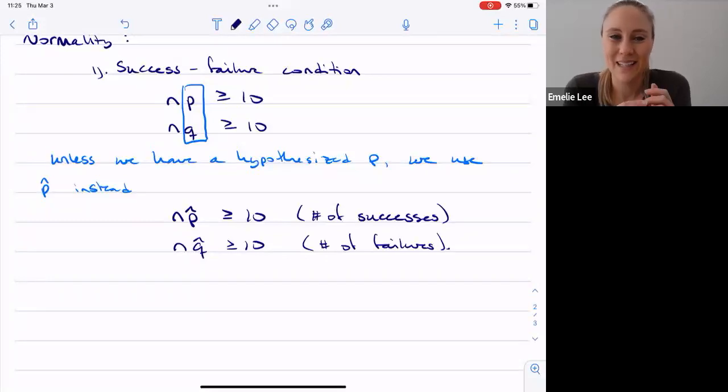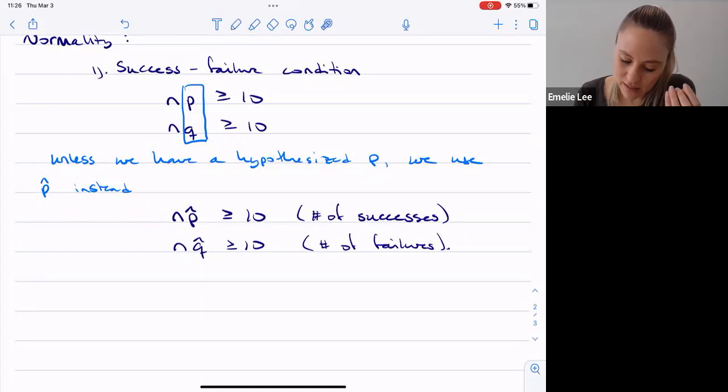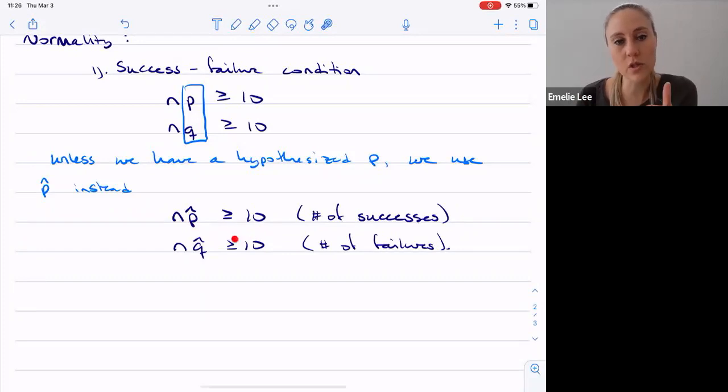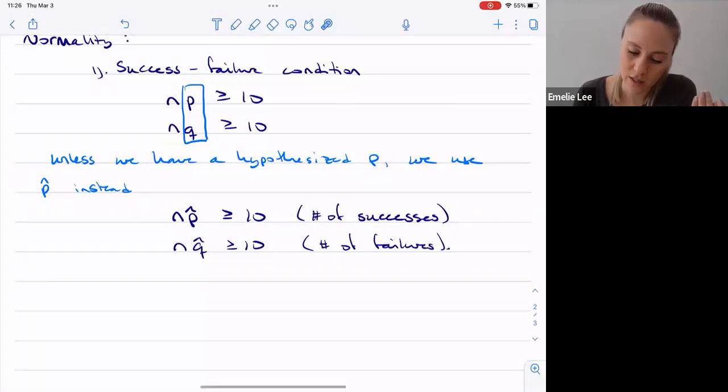One thing is that if we're trying to detect a really small p or q, or if we're dealing with a really rare event, then we're going to need to increase our sample size quite a bit in order to meet this criteria, right? So it's just making sure that we have a large enough sample size to be able to detect what we're trying to detect, right?